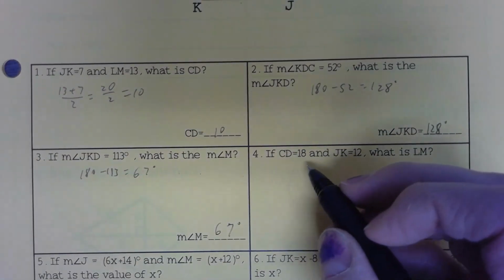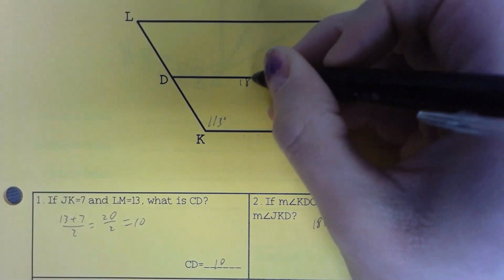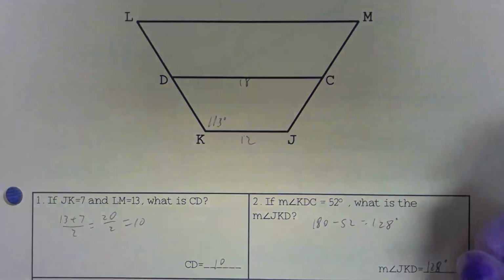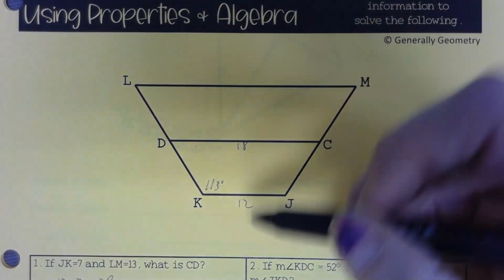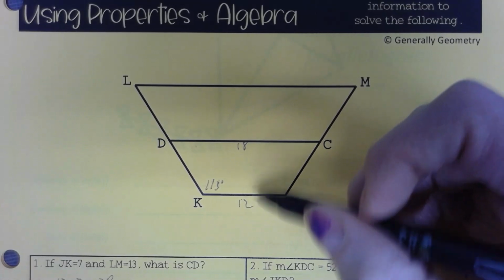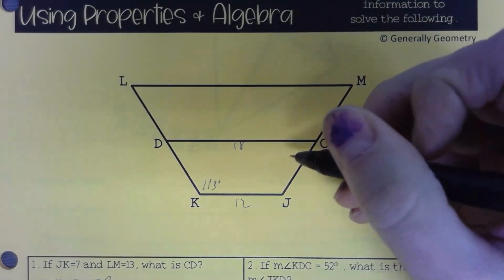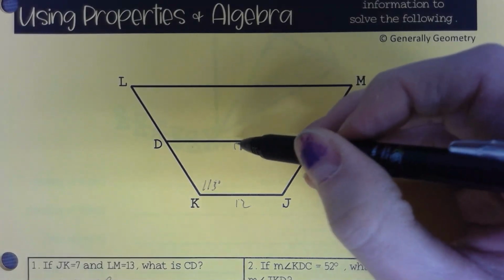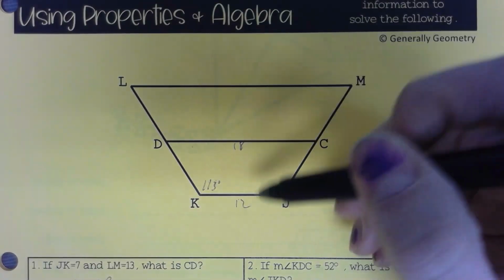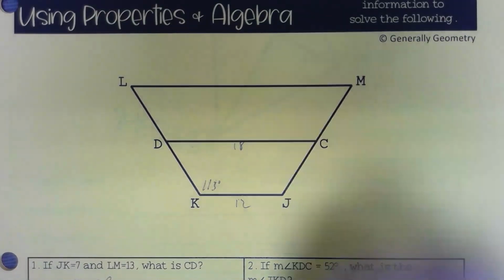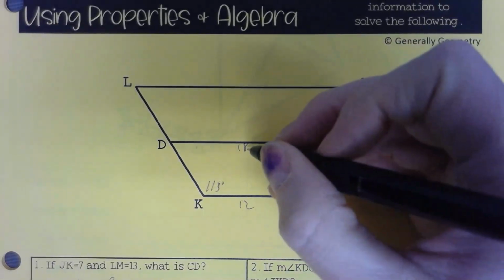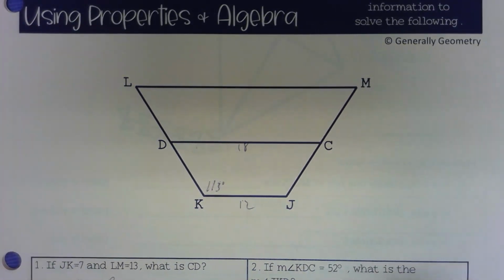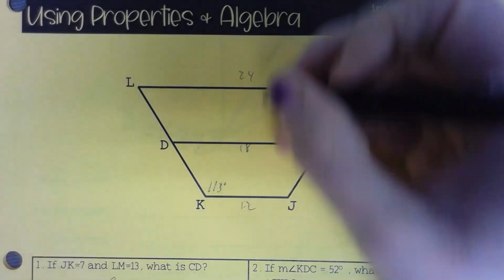If CD is 18, and JK is 12, what is LM? Well, we found out on the previous page that while we can find the average here, we can do what we did with midpoints if we need to find the other side. If 18 is the average, you can find the difference instead and just count using that difference. So the difference between 18 and 12 is 6, so we can just count by 6s. 12, 18, 18 plus 6 then is 24. So LM is 24. So the average of 12 and 24 is 18.